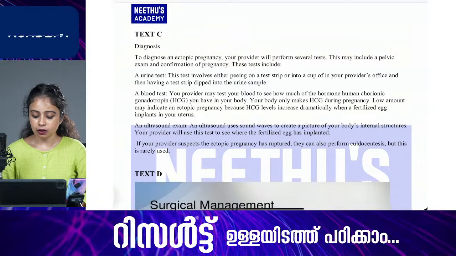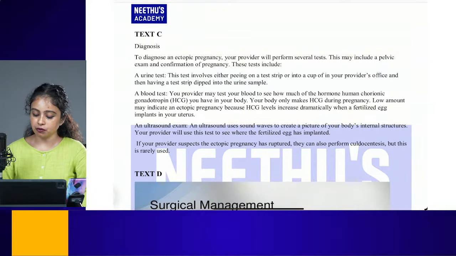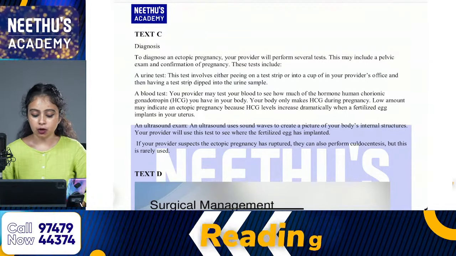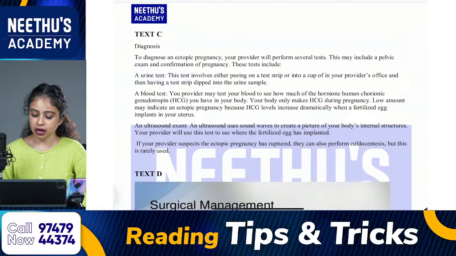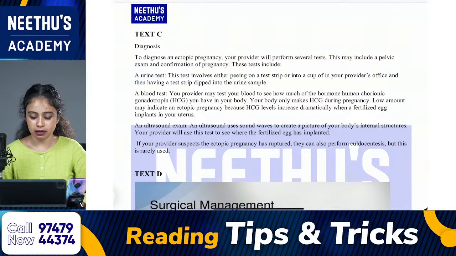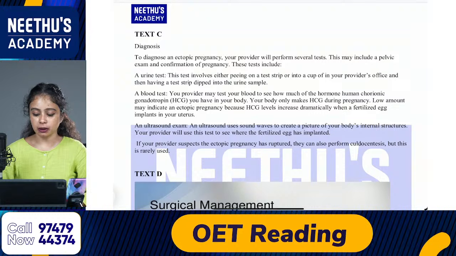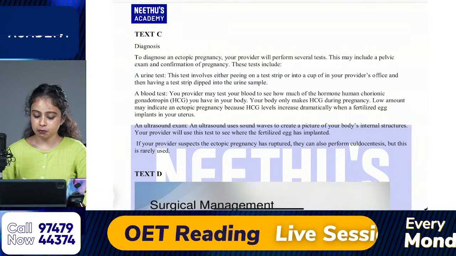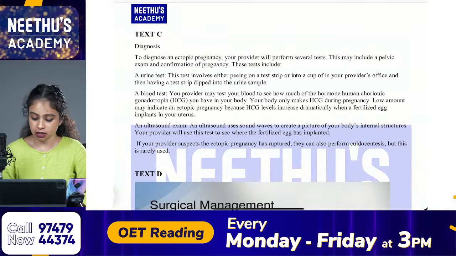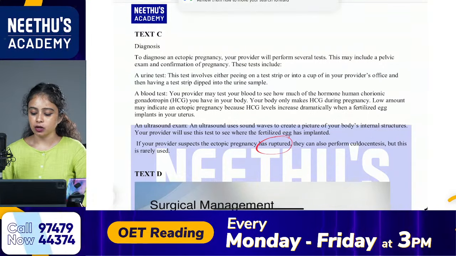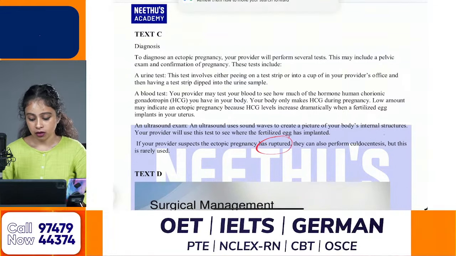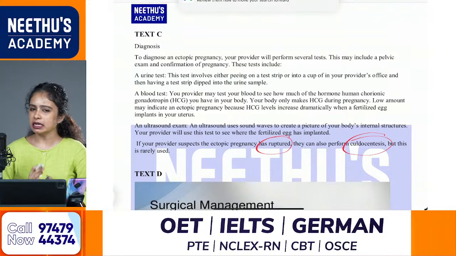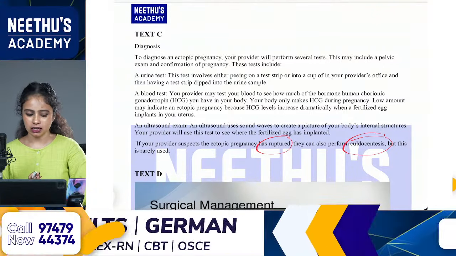An ultrasound uses sound waves to create a picture of your body's internal structures. Your provider will use this test to see where the fertilized egg has implanted. So what about the word ruptured? What about the next line? If your provider suspects the ectopic pregnancy has ruptured, they can also perform what? Culdocentesis. So is that ultrasound or culdocentesis? Any idea?